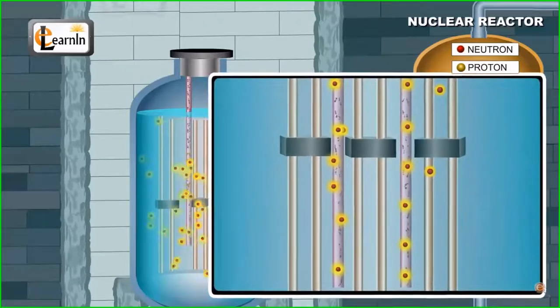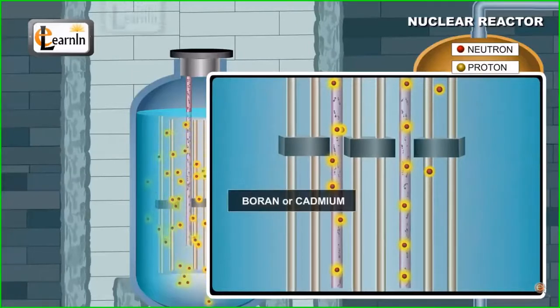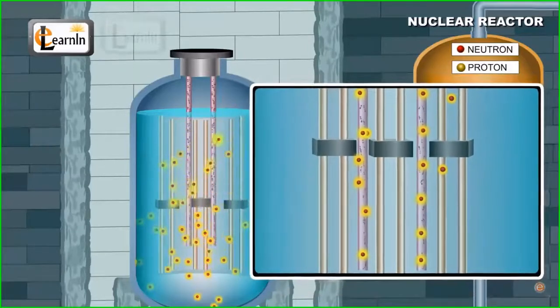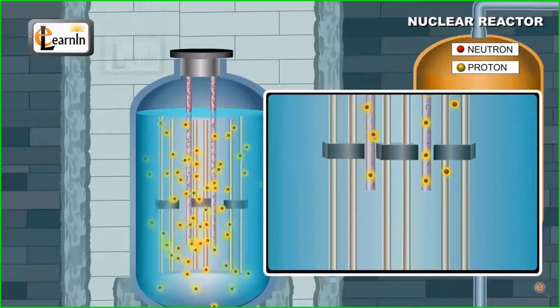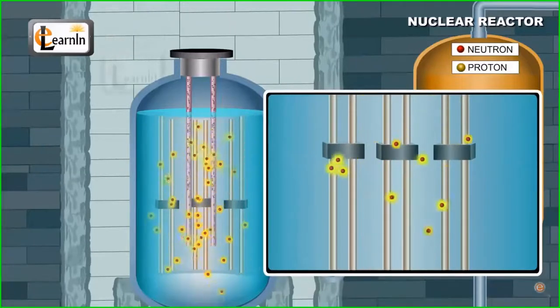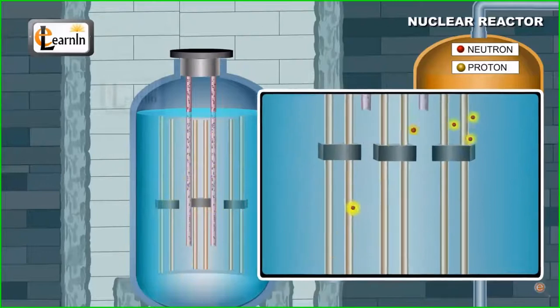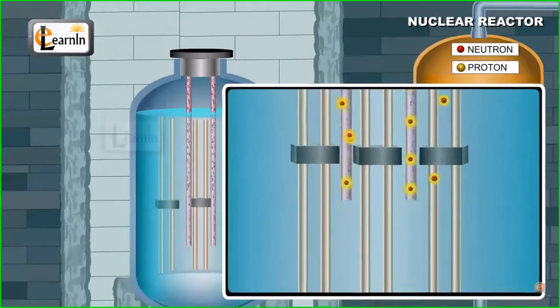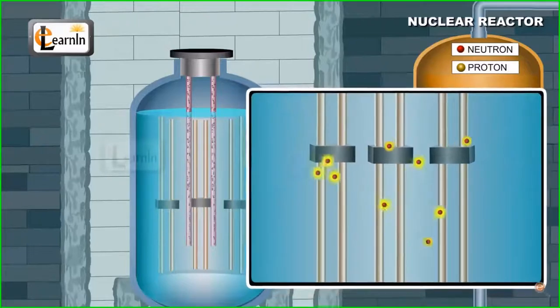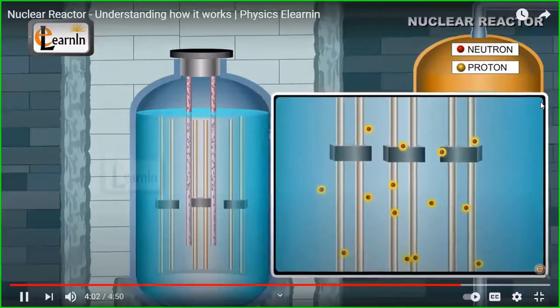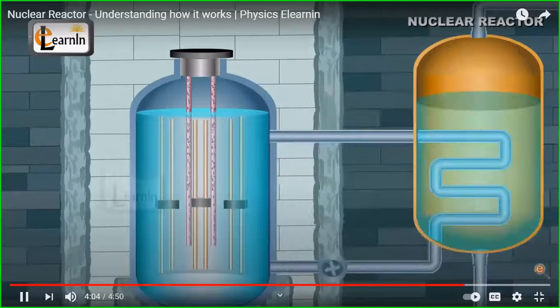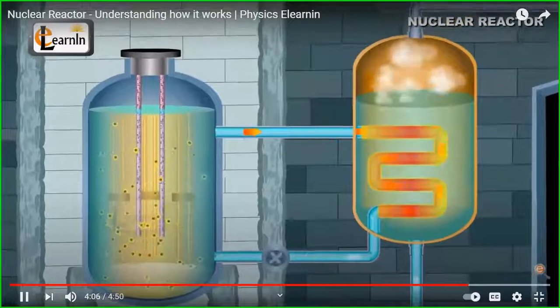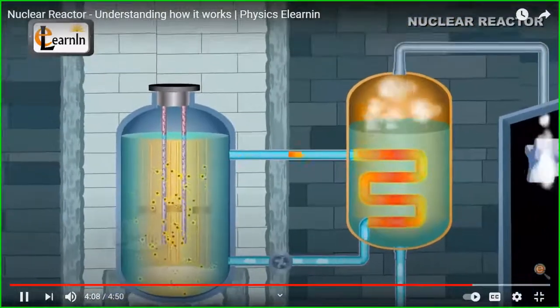Usually, such control rods are made of boron or cadmium. To increase the rate of fission reactions, these rods can be removed from the moderator. A steady output of energy can thus be maintained by inserting or removing the control rods in the nuclear reactor. Now that we know the components of a nuclear reactor, let's understand the working of a nuclear reactor.